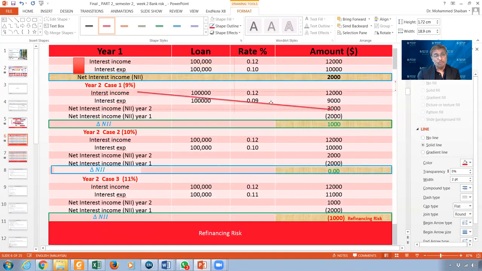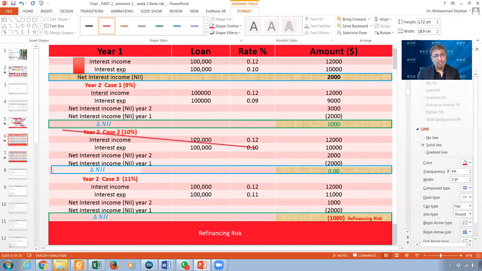So is there a difference between that? Because I'm looking for the change in the net interest income. The change in the net interest income is green. I'm happy. Let's go to case 2. This is all in year 2.